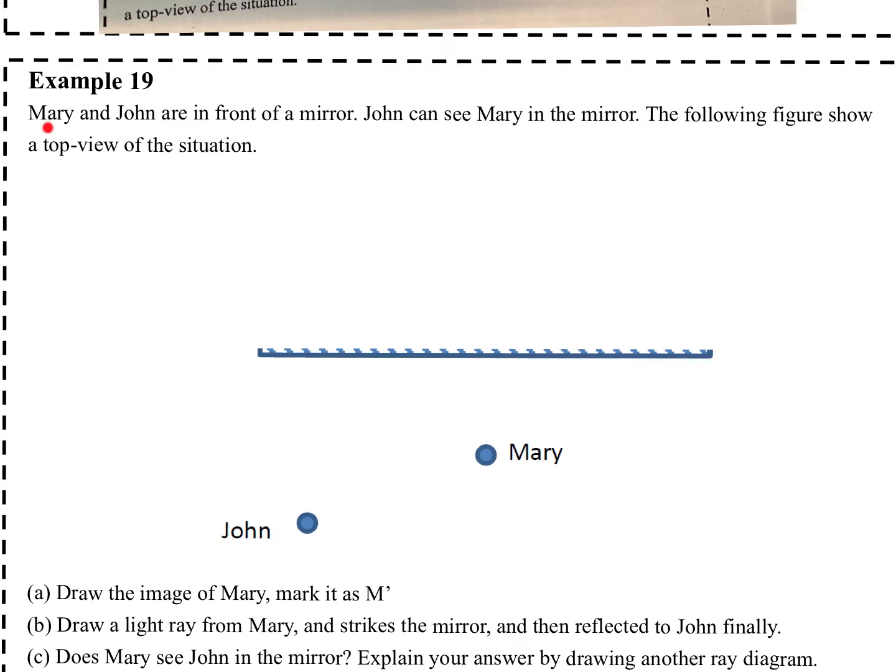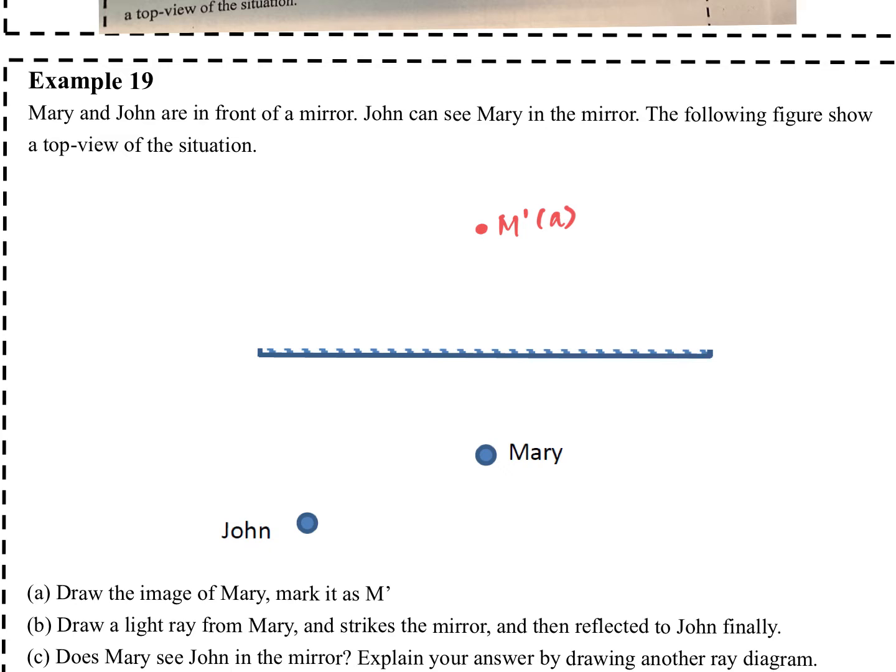In this question, John and Mary are in front of a mirror. John can see Mary in the mirror, and the following is the top view of the situation. We need to draw the image of Mary. In fact, it's so easy that we just mark down the object distance equals the image distance. And then the image of Mary should approximately be here. This is the answer of part A.